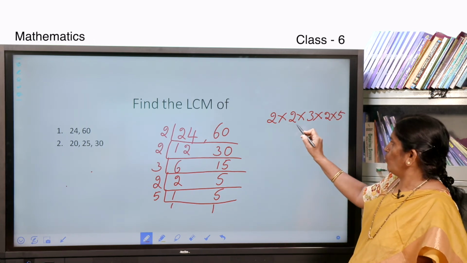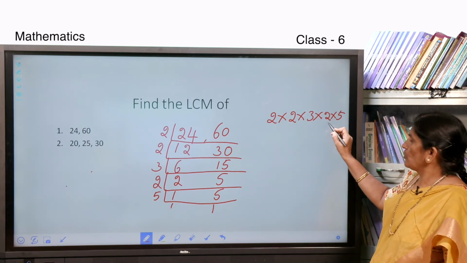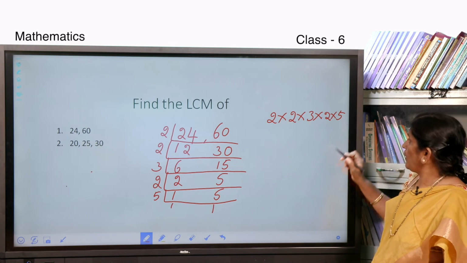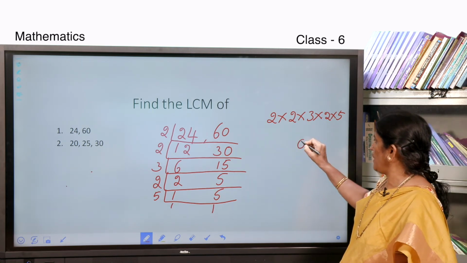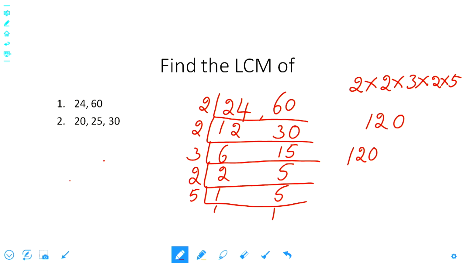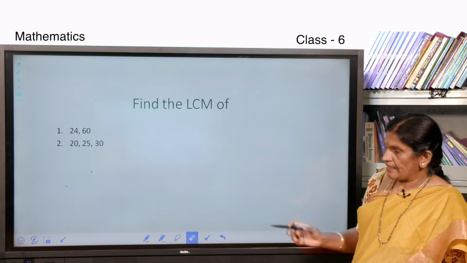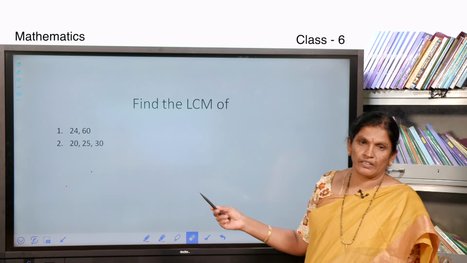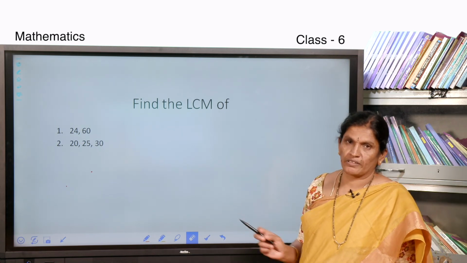Now, prime factors are 2 into 2 into 3 into 2 into 5. 2 2s are 4, 4 3s are 12, 12 2s are 24, 24 into 5: 5 4s are 20, 5 2s are 10, plus 2, 12, so 120 is the LCM. The second question, 20, 25 and 30, you only do it as homework, children.